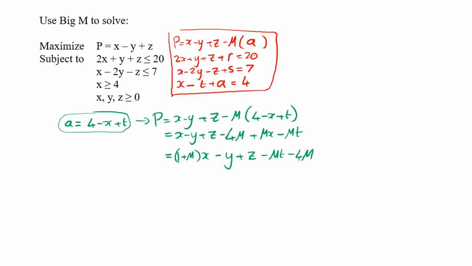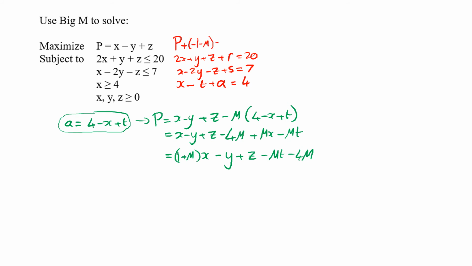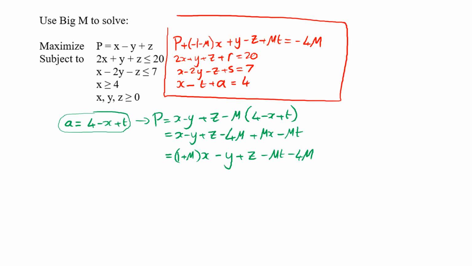Alright, let's keep going. So there we put them roughly into the order that they need to be when we're going to put them in the tableau. And then let's finish this off. We want to put all of the algebra on one side. So let's get rid of this. And let's say that we've got p plus, and it'll be minus 1 minus m lots of x plus y minus z plus mt is equal to minus 4m. So there are our 4 equations we're going to start with. So let's plug them in a formula into the tableau.